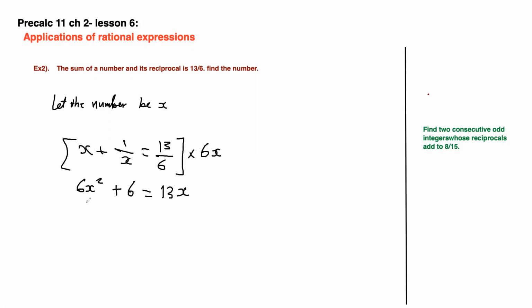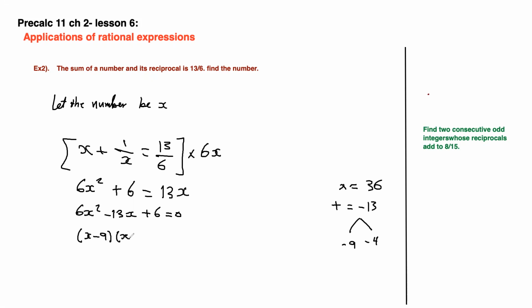Move everything to one side, equate it to 0, 6x squared minus 13x plus 6 should equal 0. Now we're looking for two numbers that multiply to give me 36, because it's 6 times 6, and add to give me negative 13. The two numbers are negative 9 and negative 4, which will multiply to give me 36 and add to give me negative 13. So I'll factor this into x minus 9, x minus 4.